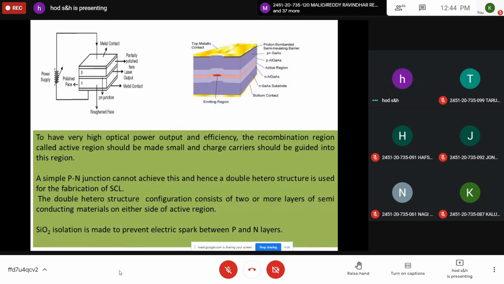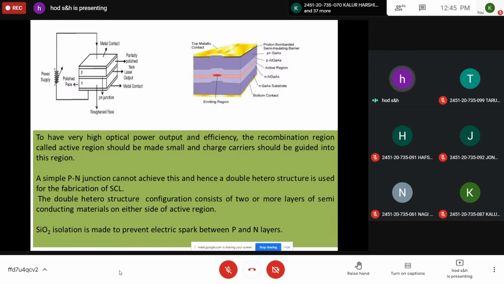In addition to this, you need a high optical power output efficiency because the laser should be guided properly and you need almost maximum efficiency. So the condition here is that the recombination region, called the active region, should be made small. It should be very thin, comparable with the size of the electron and hole recombination. So the active region is very small. And one more thing, all charge carriers should be guided into this region so the recombination takes place in the thin region.